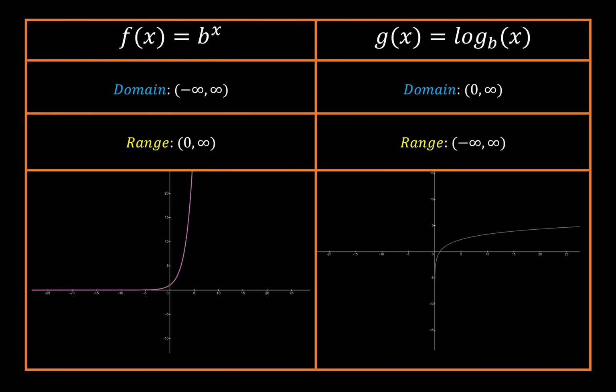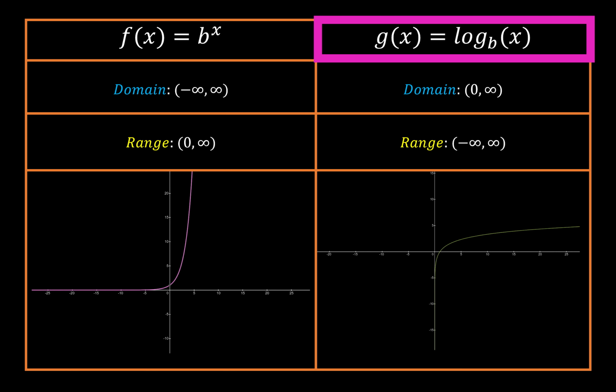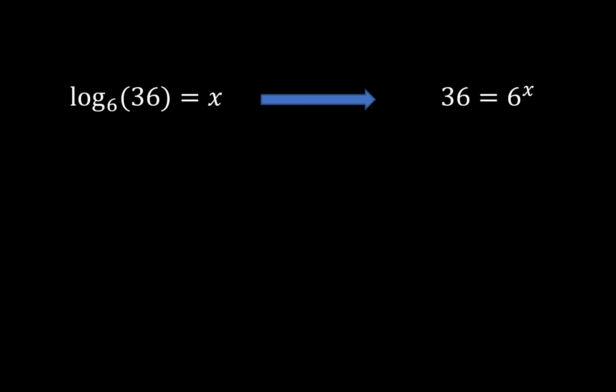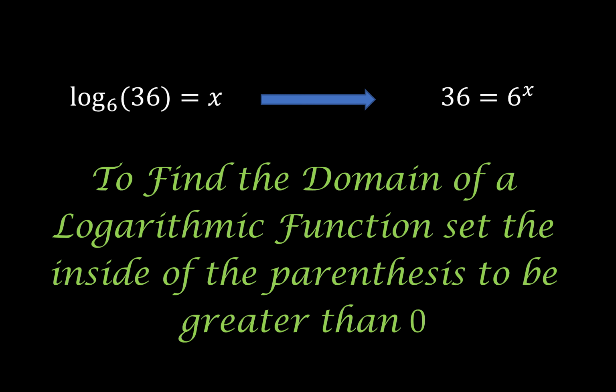Of course, not all logarithms are given in this simple form, so we must be able to find the domain of more complex logarithms. Luckily, it's still not too complicated. Remember how we evaluated a logarithm? Well, we could think of this part as the base of an exponential, and this part as the output of an exponential. Since the output of an exponential must be greater than 0, we can say that the domain of a logarithmic function are the numbers that make whatever is inside this parentheses greater than 0.